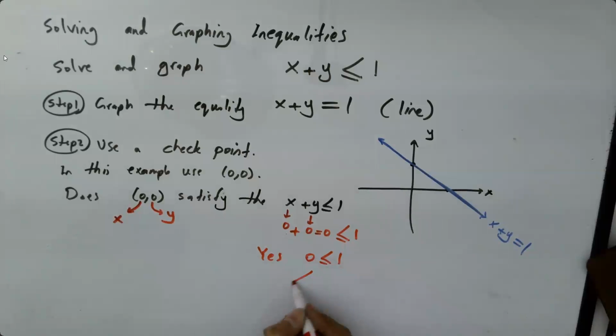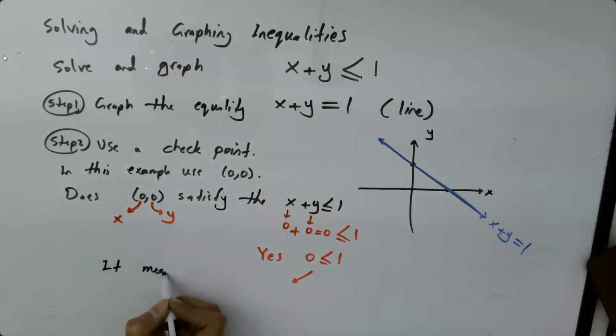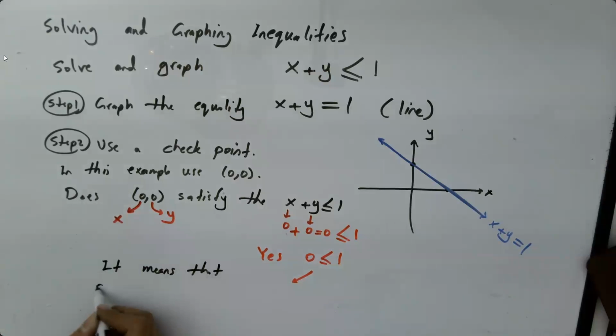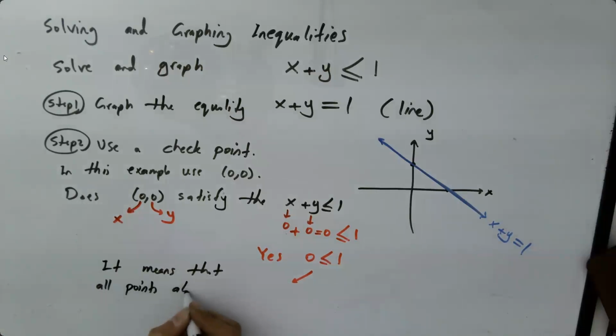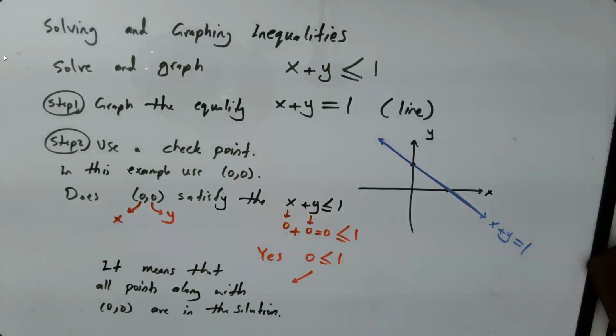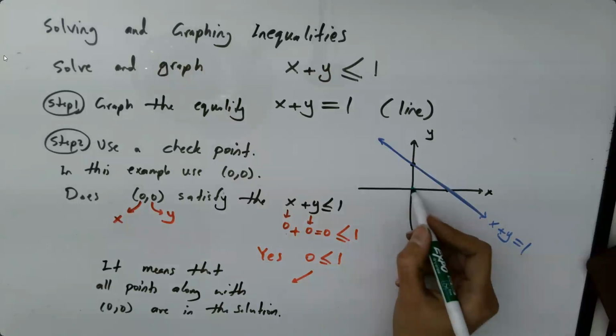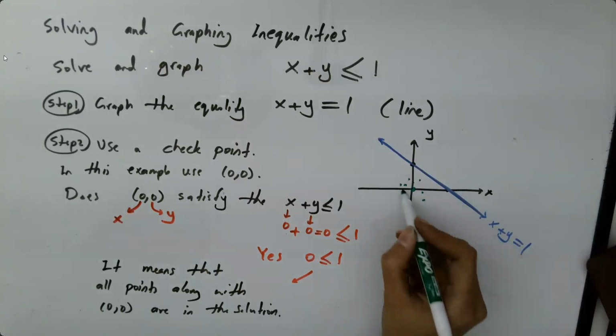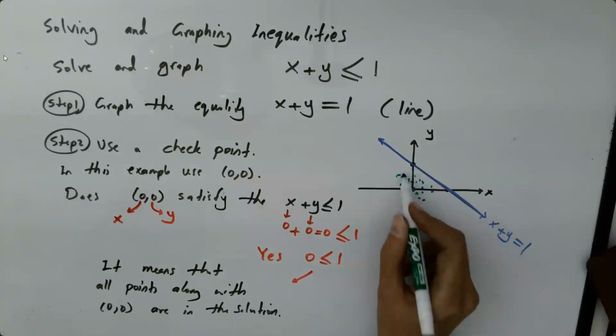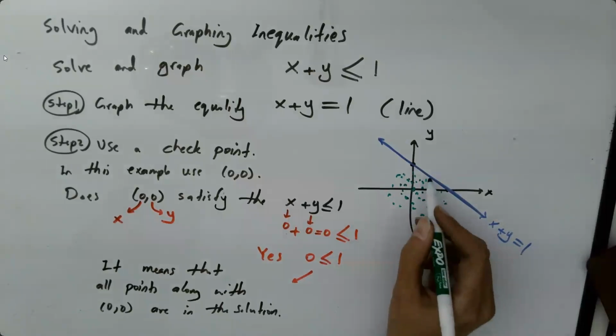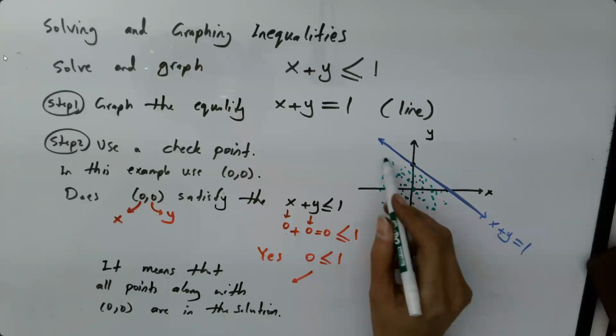What's the meaning of that? It means that all points along with 0 and 0 are in the solution. Okay, so take a look at this. Where is 0 and 0? It's here. All points around the origin are part of the solution of this inequality.